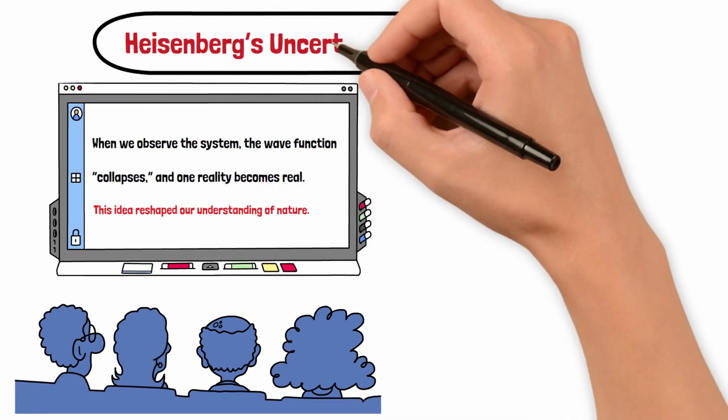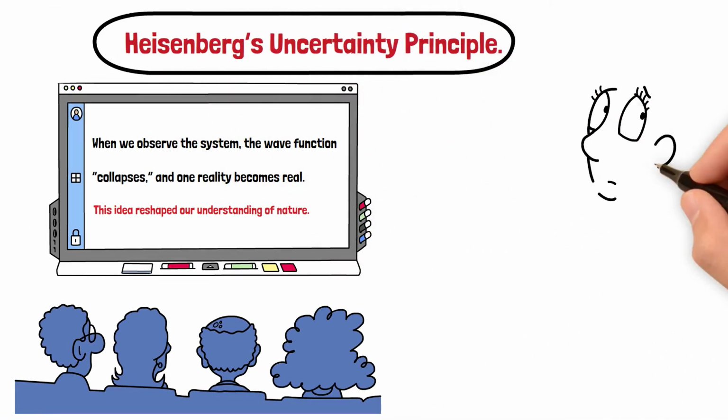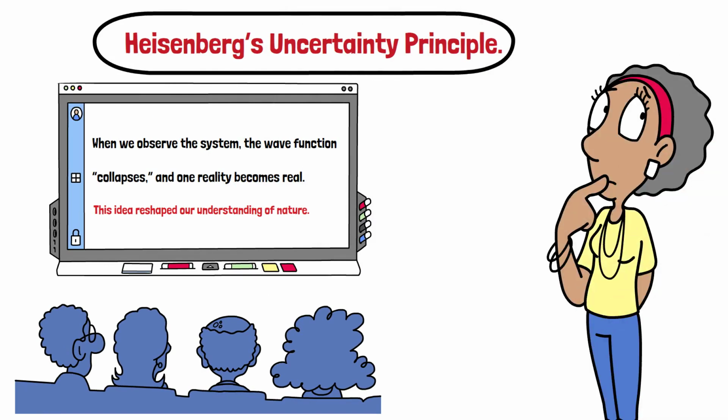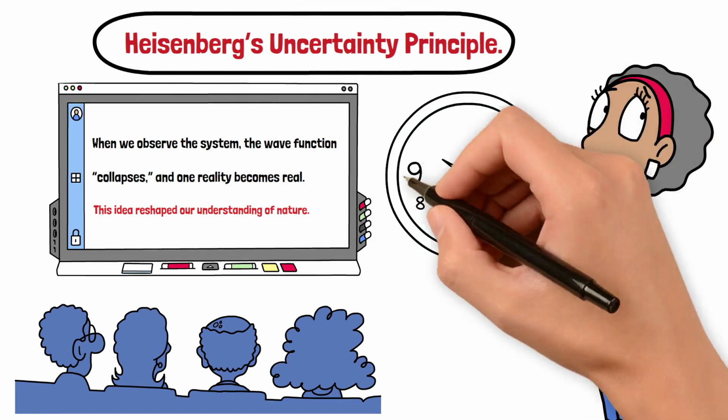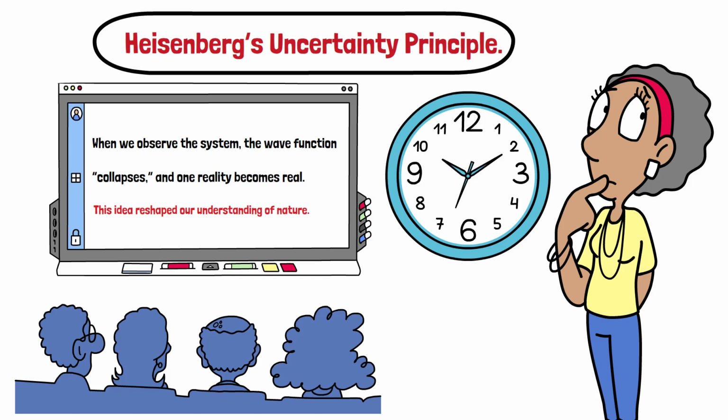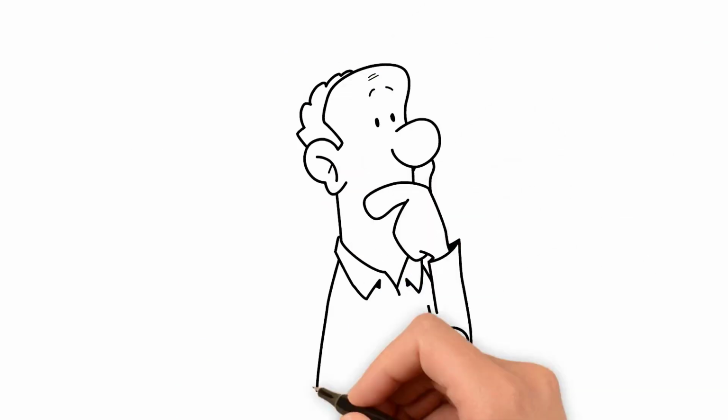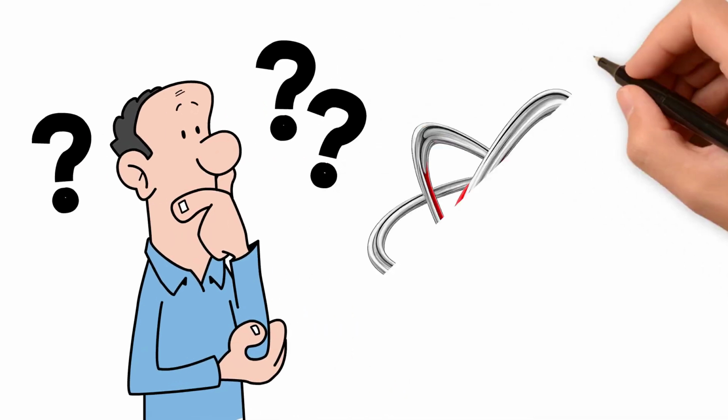It led to Heisenberg's uncertainty principle, which tells us we can never know both the position and momentum of a particle precisely at the same time. And Schrödinger's equation, which mathematically describes how quantum states evolve, the heartbeat of quantum mechanics.